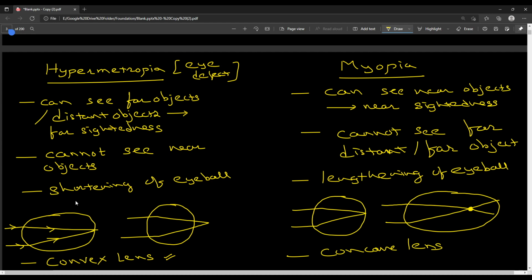Hypermetropia occurs due to shortening of the eyeball. Myopia occurs due to lengthening of the eyeball. In hypermetropia, the image is created behind the retina, and in myopia, the image is created in front of the retina. To correct hypermetropia, you have to use a convex lens in your spectacles. In case of myopia, you are supposed to use a concave lens in your spectacles. That's it.